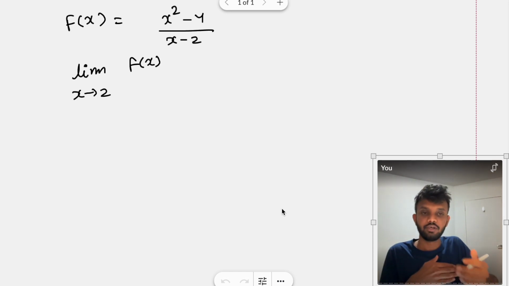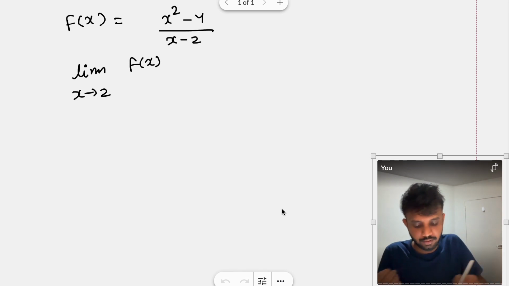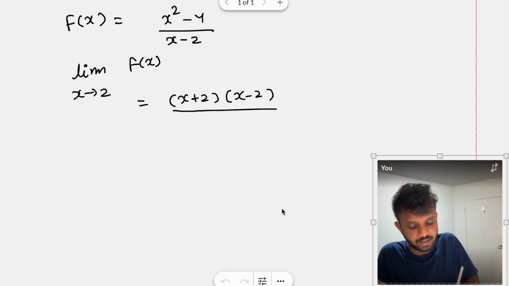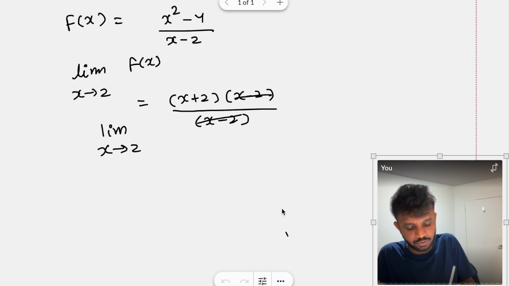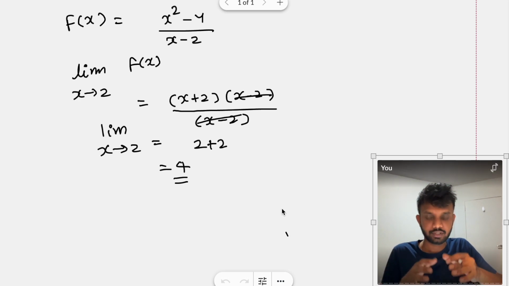So now in the same way, we'll do the factor first, then we'll try to put the value, because if we directly substitute the value, we are getting the function is 0 by 0, right? So that is not the limit. So if I try to factor, this will be again (x + 2)(x - 2) divided by x - 2. This will cancel out, and if I put limit x tends to 2, this will be 2 + 2, and I got my answer for the limit is equal to 4, right? I hope you are able to understand this part.